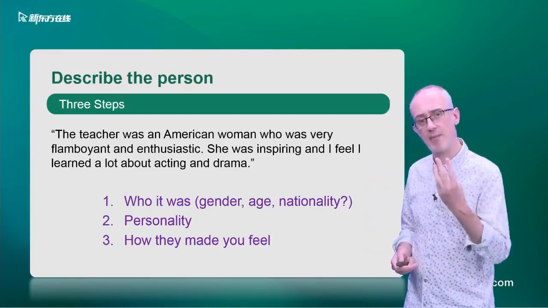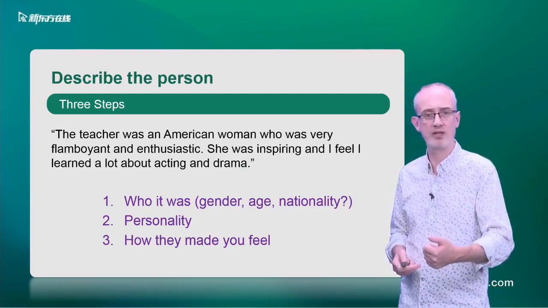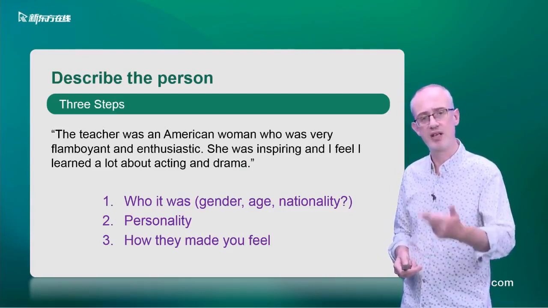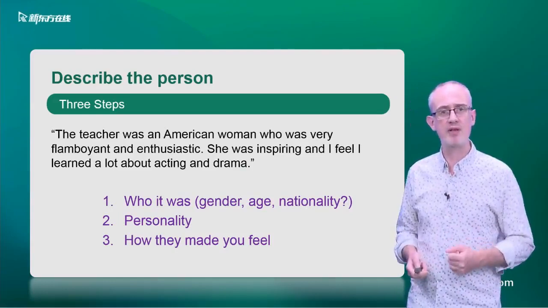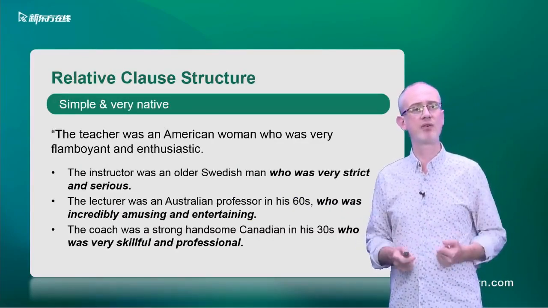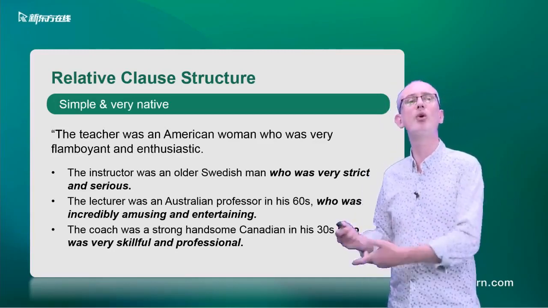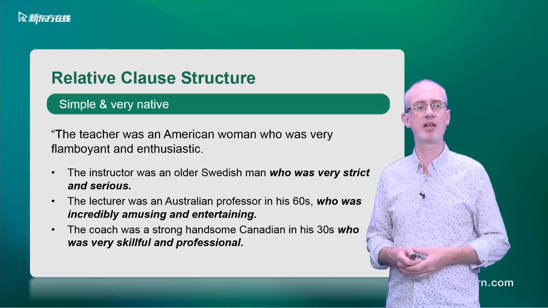So, three steps to describing a person: who they are, or who they were, who it was in this case; personality; how they made you feel. Remember these three steps, put them together, write your own sentences. Relative clause structure is good to get right. The teacher was an American woman who was very flamboyant and enthusiastic.